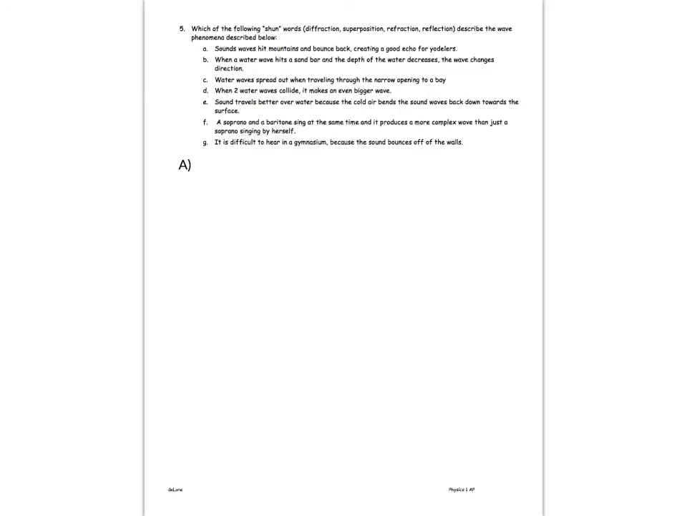All right, for this one we have a bunch of different wave phenomena, and we want to state which of the "-tion" words, which of the wave properties each one describes. All right, so we'll go through these one at a time. For A, sound waves hit a mountain and bounce back, creating a good echo for yodelers. That is going to be reflection, bouncing off of a surface.